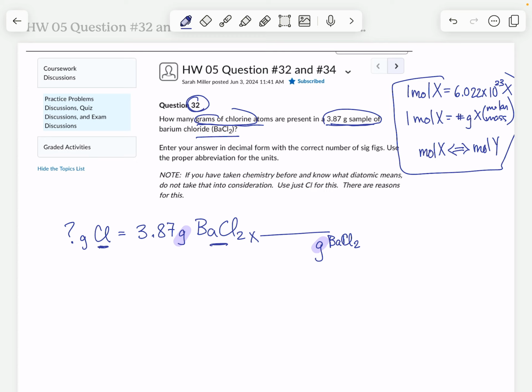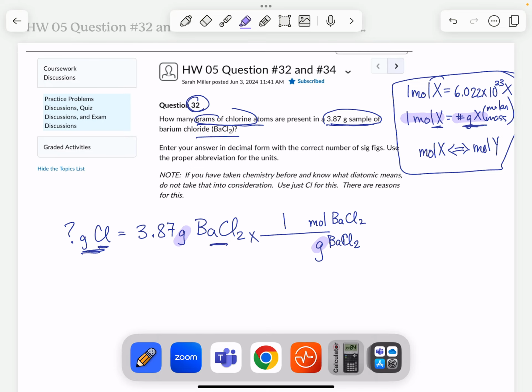If I look at my equivalences over here on the right, I can only take grams of X to moles of X. That's got to be my next step. I would love to go to grams of chlorine, but I can't go straight there because I don't have an equivalence. So I'm going to go to moles, and it has to be moles of barium chloride because that X has to be the same. What numbers go here? For every 1 mole of barium chloride, the number that goes in front of grams is the molar mass from the periodic table.